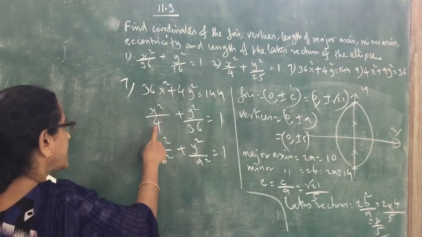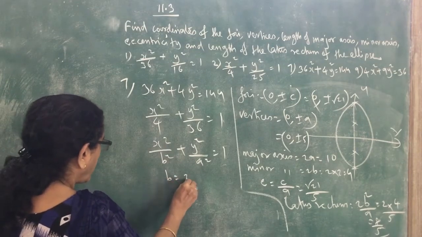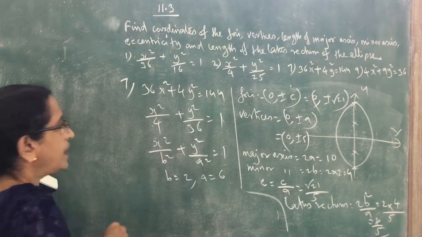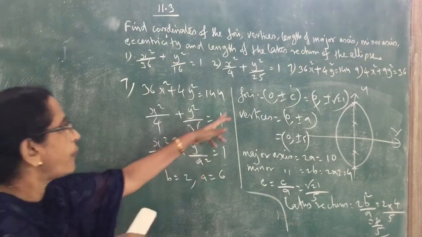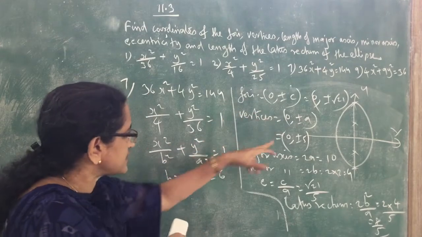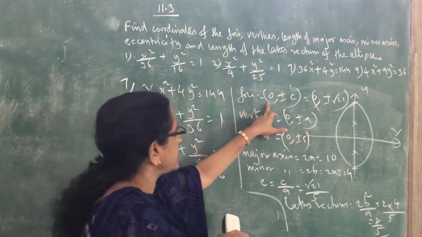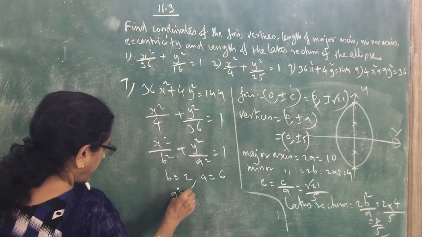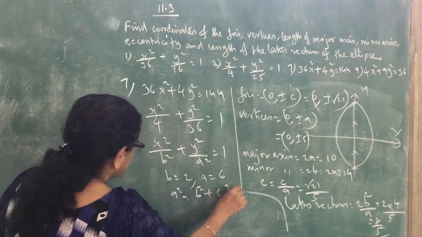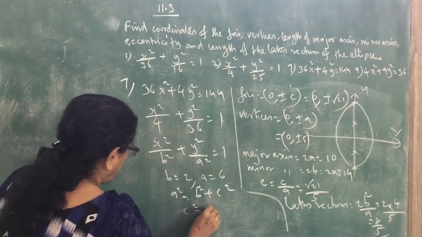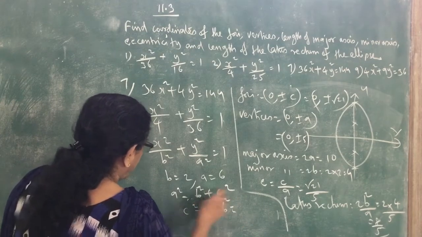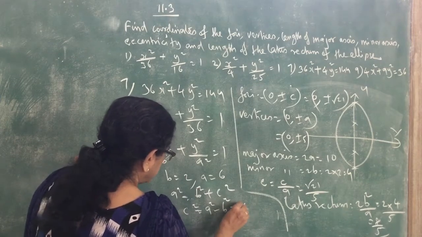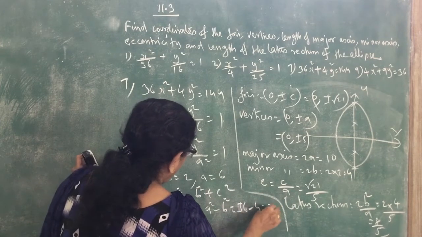So b square equal to 4, so b equal to 2. a square equal to 36, so a equal to 6. Now we can find all these things. Foci: this is a second type ellipse, therefore foci is 0 plus or minus c. So now we have to find c. a square equal to b square plus c square. So c square equal to a square minus b square, that is 36 minus 4, that is equal to 32.